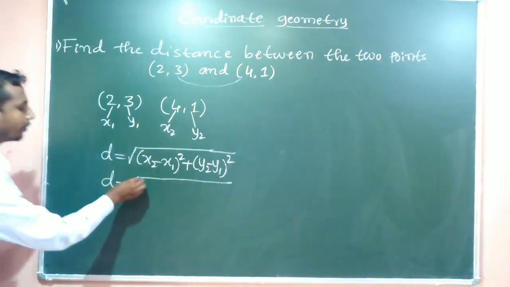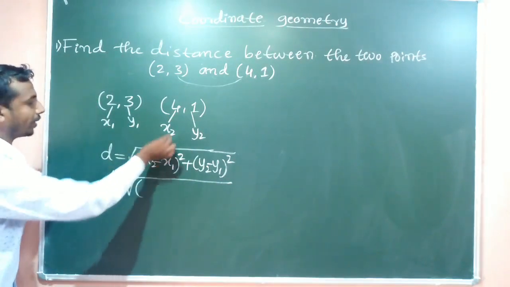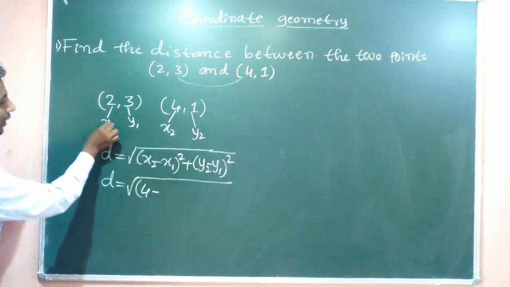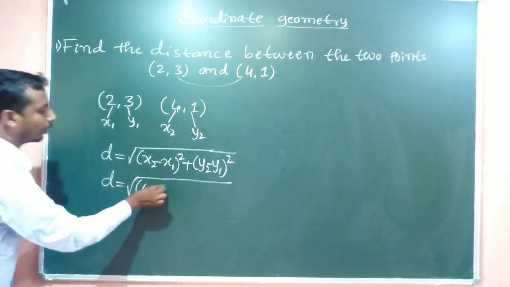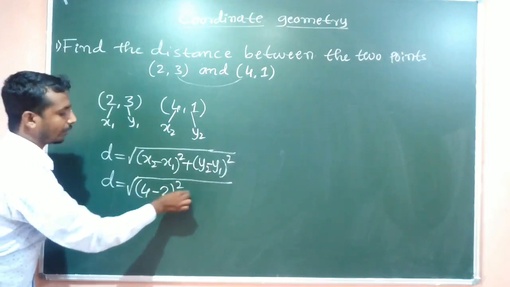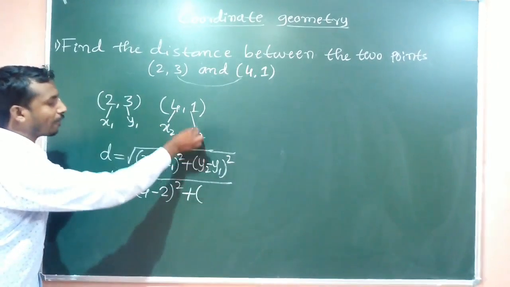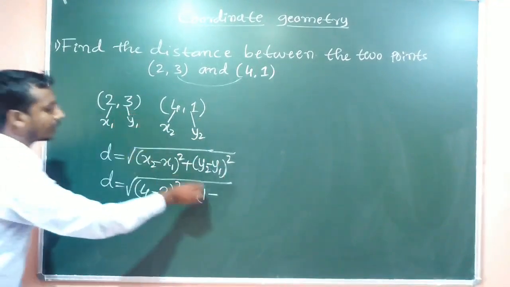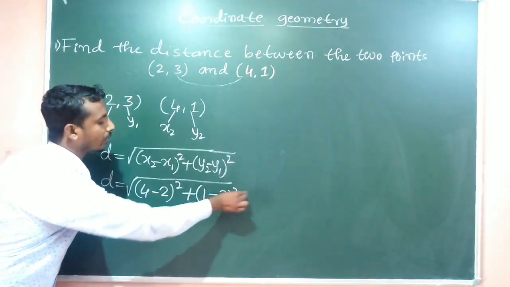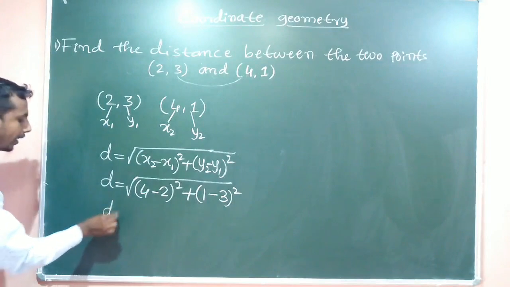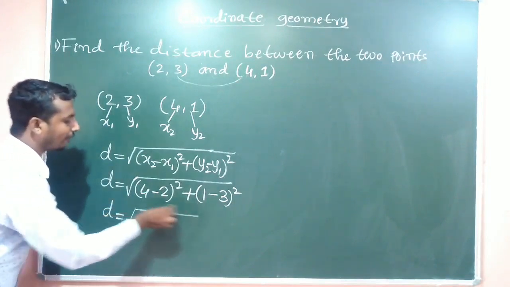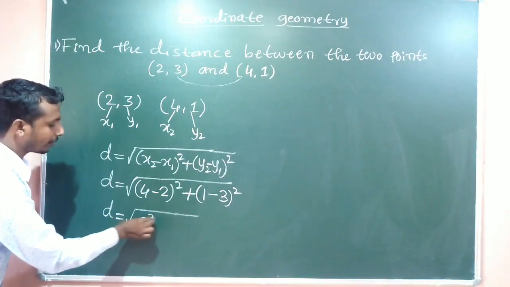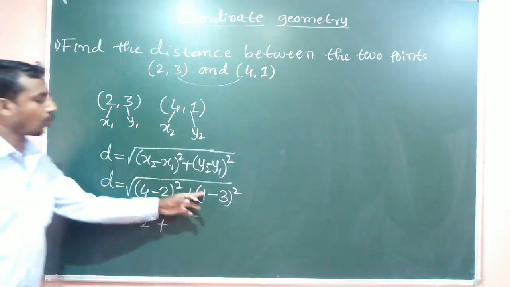Now here d is equal to square root of, we know the values of x1, y1 and x2, y2. The value of x2 is 4, minus the value of x1 is 2, 4 minus 2 whole square plus the value of y2 is 1 minus the value of y1 is 3, 1 minus 3 whole square. The next d is equal to square root of 4 minus 2, 4 minus 2 is 2, 2 square plus then 1 minus 3.